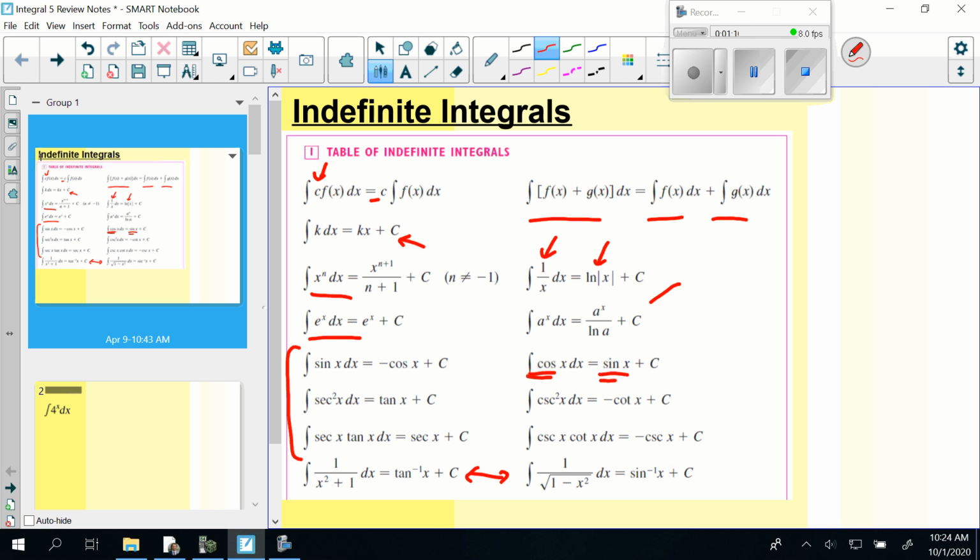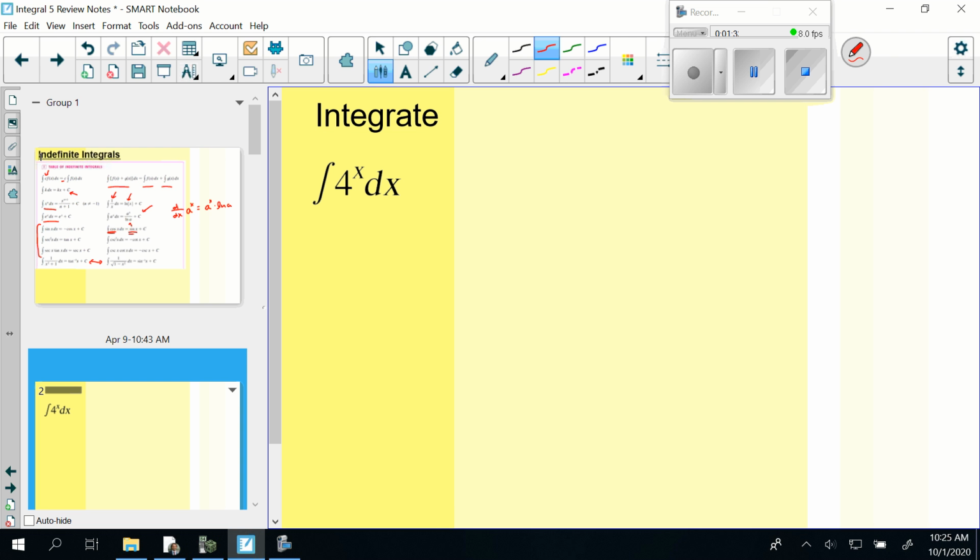1 over x, you got to remember that's the derivative of natural log. And so antiderivative of 1 over x is absolute value of natural log of x. And then we had our exponential ones. If you're doing the derivative of an exponential, like a to the x, the derivative is the same exponential times natural log of a, and so the antiderivative would be divided by natural log, so that you're doing the opposite. Let's look at one of those.